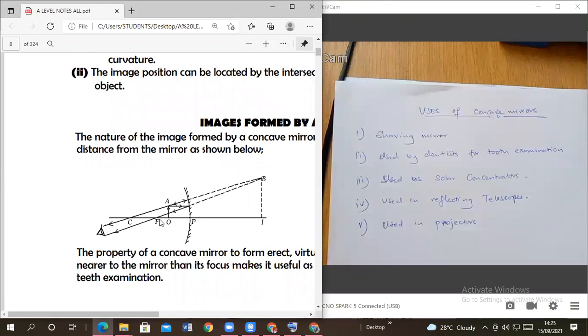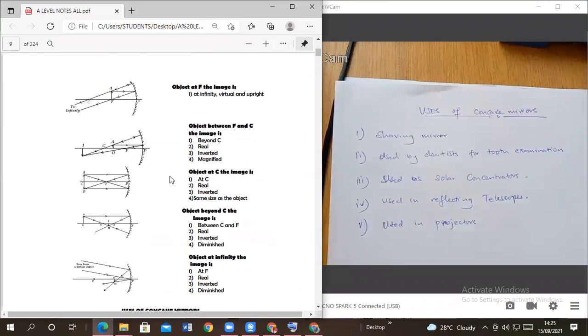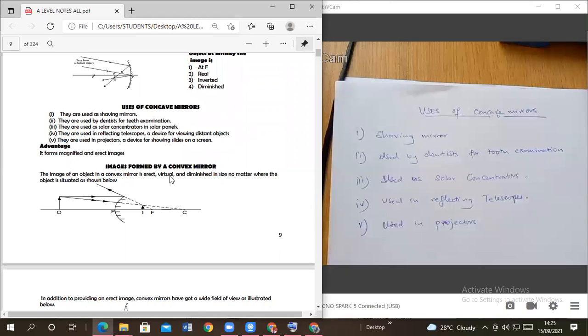The object must be between F and P so that you have a magnified image. And that's when concave mirrors are used as magnifying mirrors, or as a magnifying glass. Okay. Now, images formed by a convex mirror.